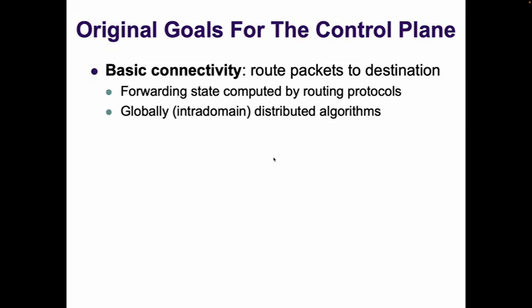Now, when the internet was first invented, the goals for the control plane were really quite simple. Basic connectivity. You just say, I have a packet, I'm supposed to deliver it from here to here. I look at the packet header, I look at my local forwarding state, and I just deliver it. I'm done. So you have these global distributed routing protocols. And global here sort of means within a domain, when domains started getting defined.